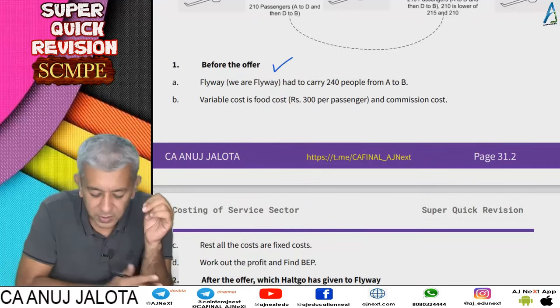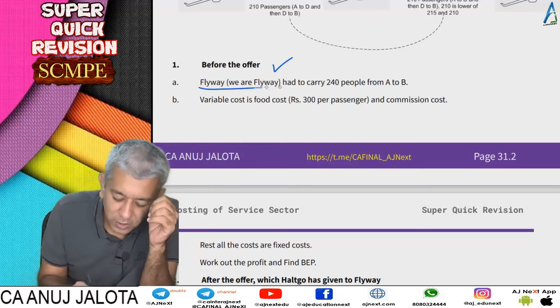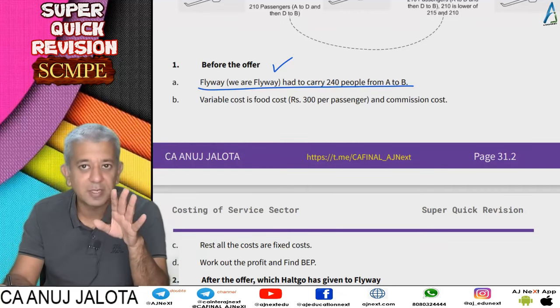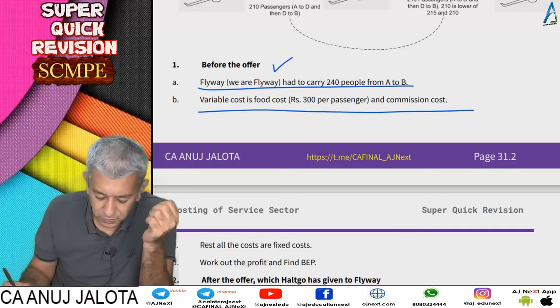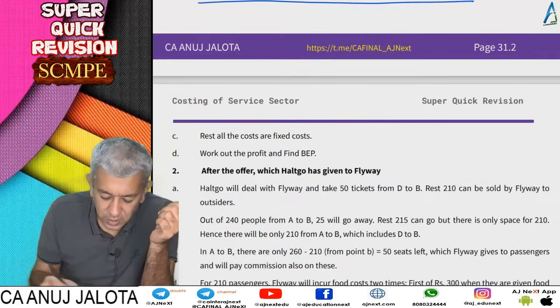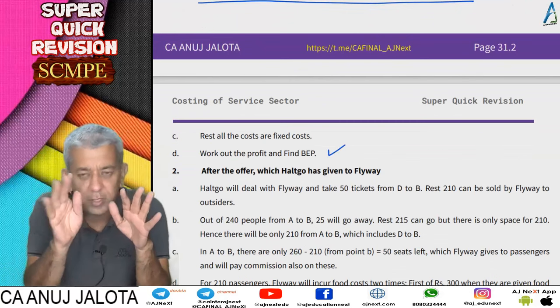Before the offer, we are Flyway company, by the way. We are Flyway. We carry 240 passengers from A to B. Variable cost is food cost and the commission cost. Rest all are fixed cost. Work out the profits and find out the break-even point. This point was very simple.